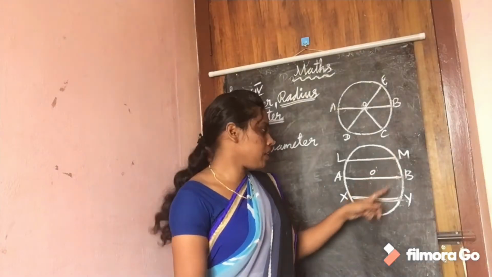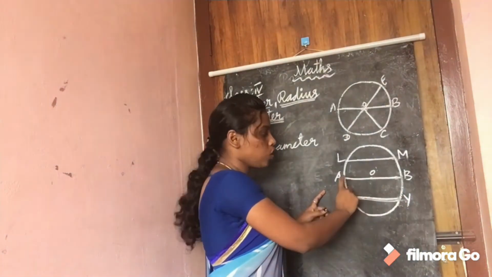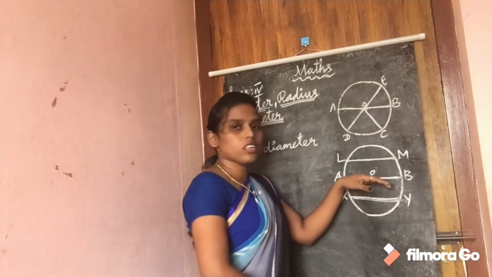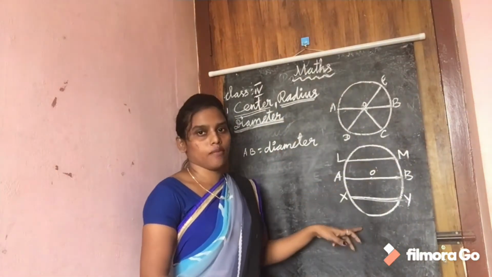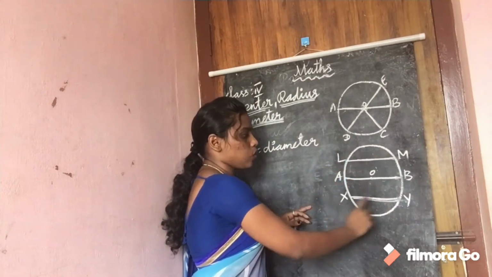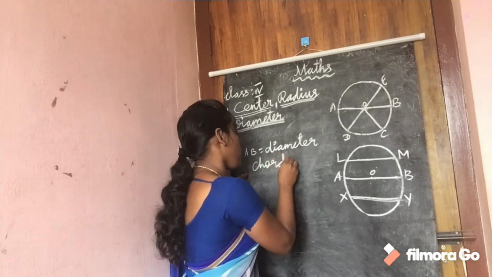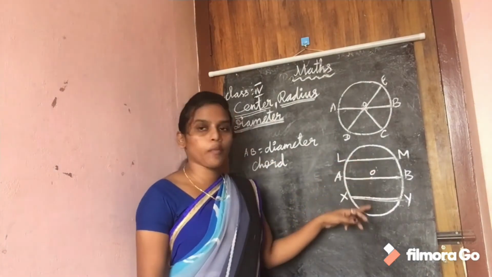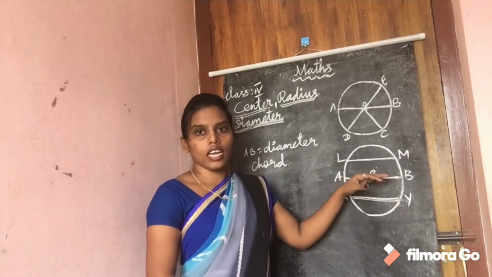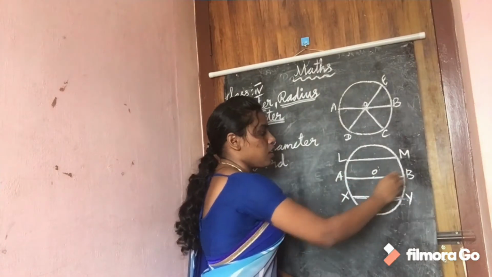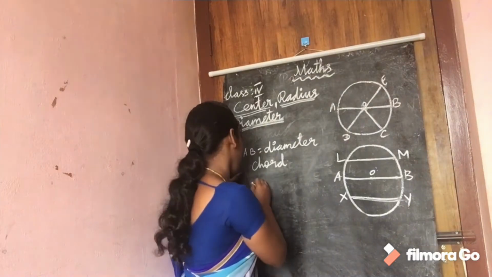Now let's see the diameter. A line segment that passes through the center point, so AB passes through the center of the circle. So AB is known as the diameter of the circle. Then LM and XY line segments are chords. Which line segment is longest? Yes, AB is the longest line. So AB is the longest chord of a circle.